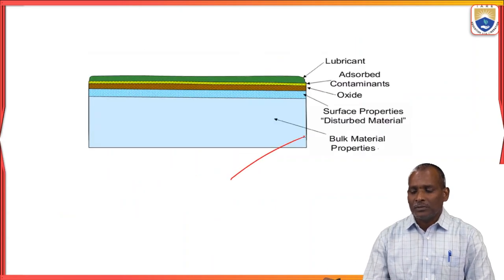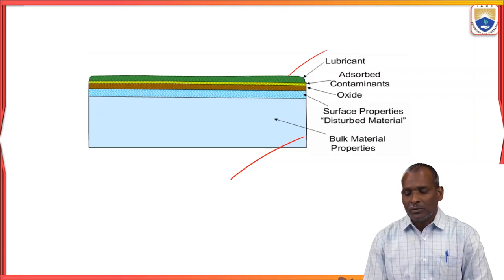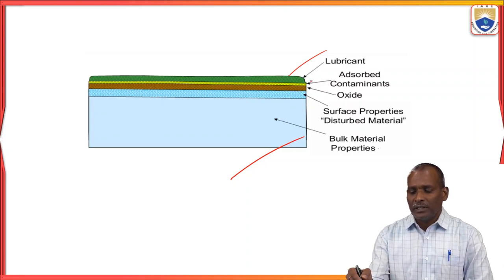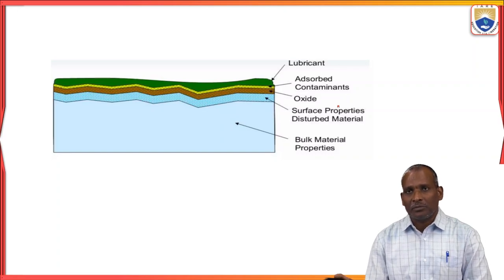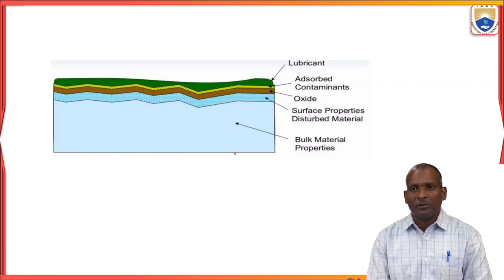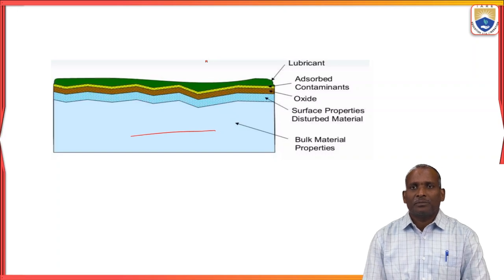Here is shown something related to surface topography. Here the lubricant is applied, and then there are contaminants, oxides, surface properties, disturbed material, and bulk material properties. So the surface finish and surface topography are illustrated in this detailed diagram. See the lubricant, adsorbed contaminants, oxides, surface properties, and then the bulk properties of the base material. Clear? So, transfer to the surface.